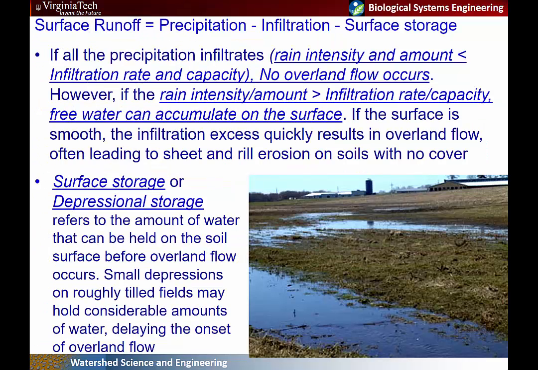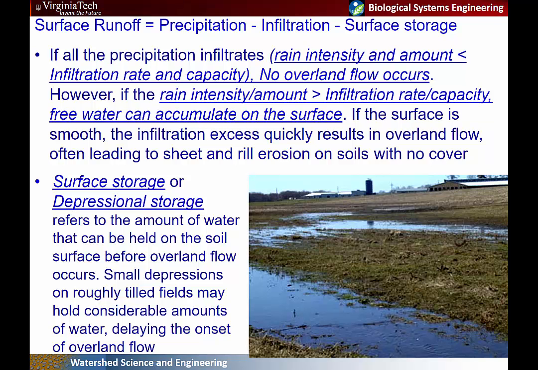So, in short, surface runoff equals precipitation minus infiltration minus surface storage. And I wanted to bring up surface storage because in a lot of the agroecosystems, this is an important component of surface runoff generation. So if all the precipitation infiltrates the soil, that is the rainfall intensity and amount is less than the infiltration rate and capacity, then we don't get runoff occurring, right? However, if the rain intensity or amount is greater than the infiltration rate or capacity, water can accumulate on the soil surface.